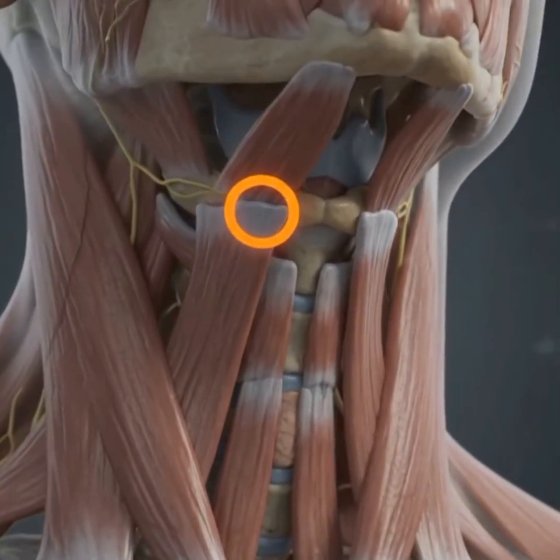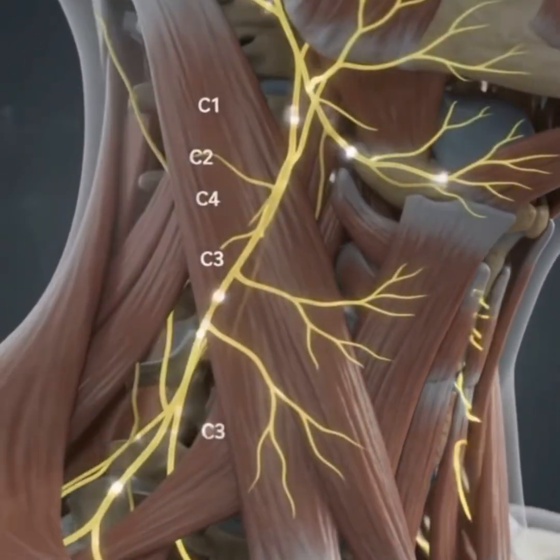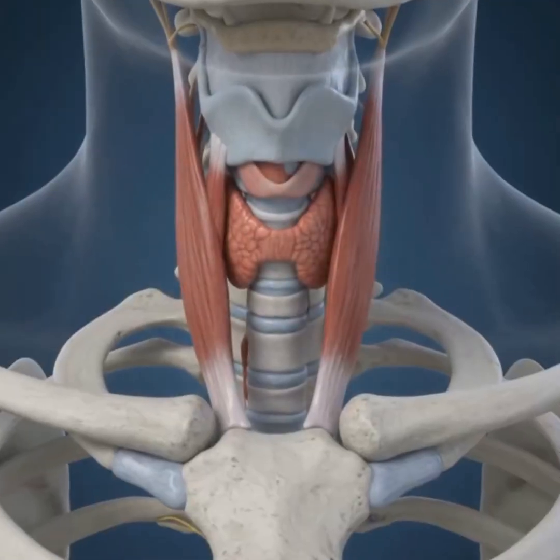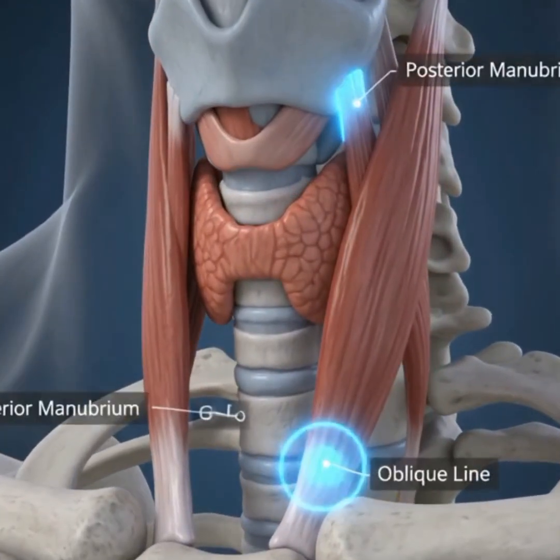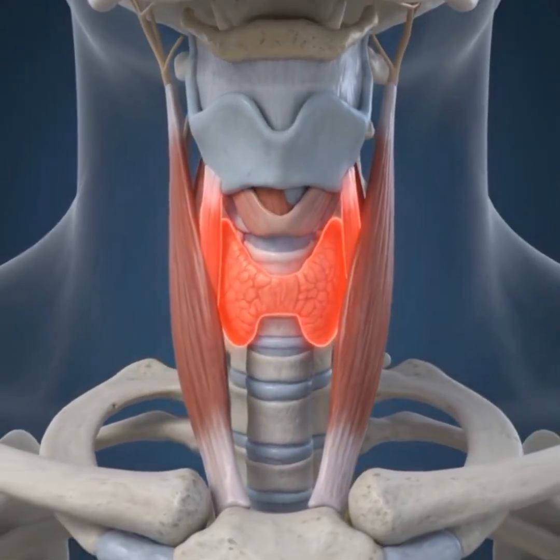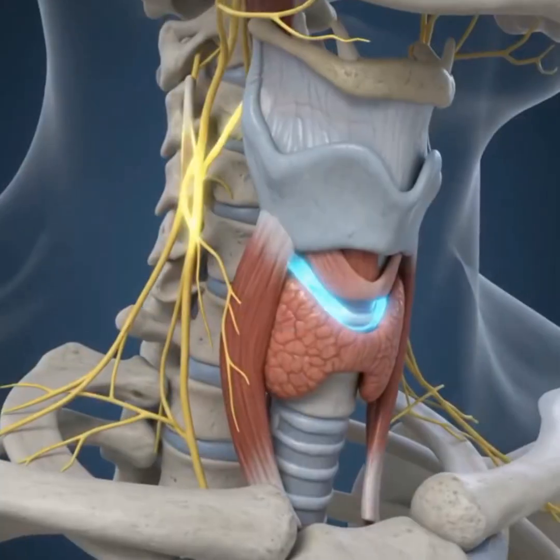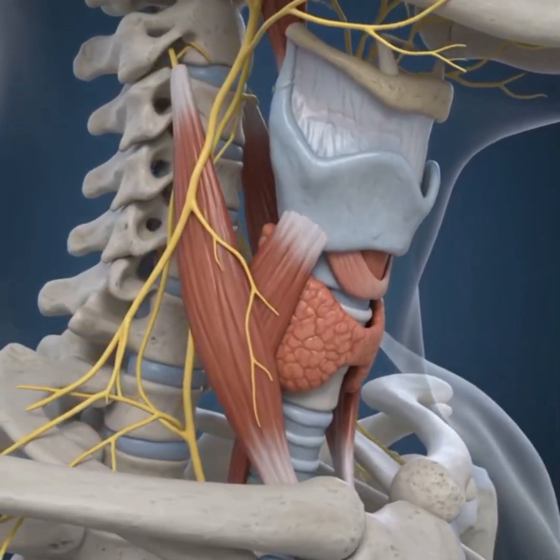It inserts onto the inferior border of the hyoid. It is innervated by the ansa cervicalis, C1 to C3. Located deep to the sternohyoid, it originates from the posterior manubrium and inserts onto the oblique line of the thyroid cartilage. Innervated by the ansa cervicalis, it acts to depress the larynx.